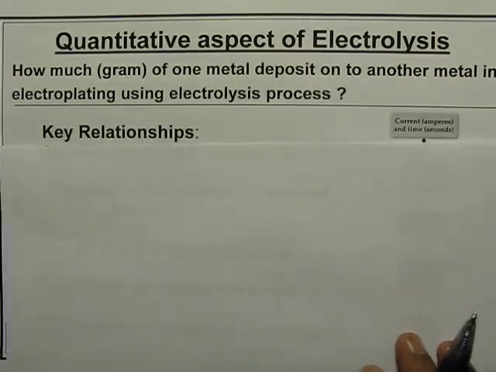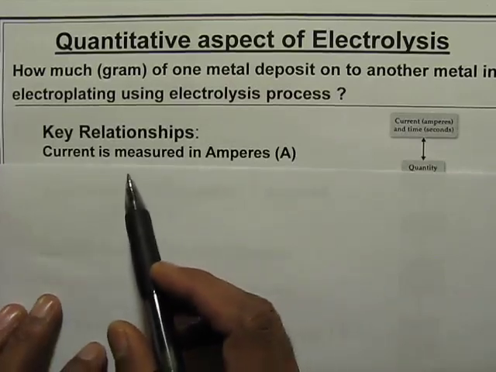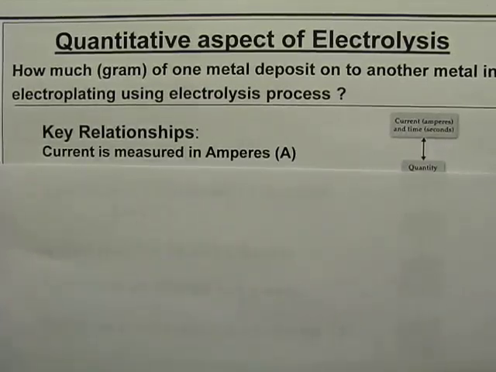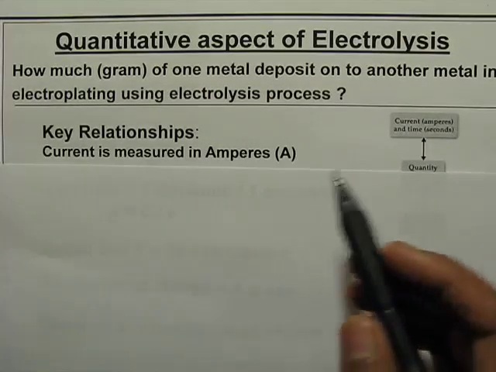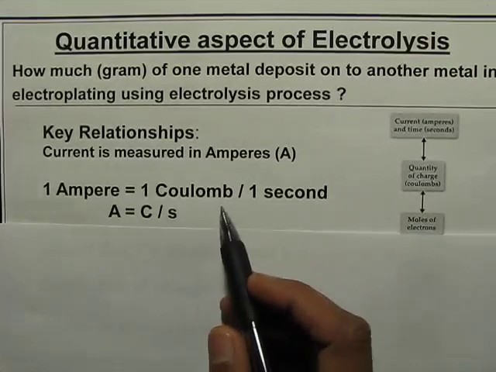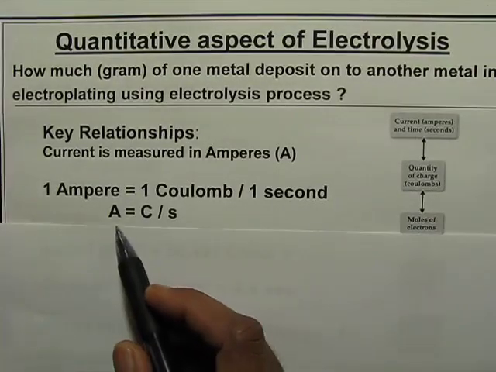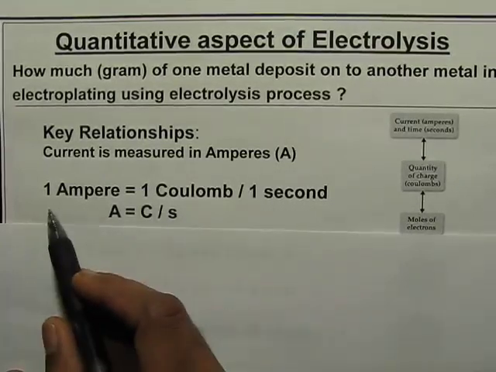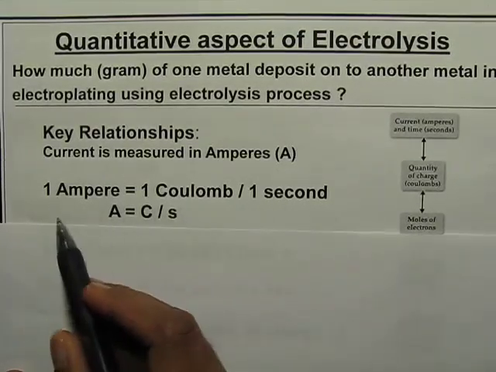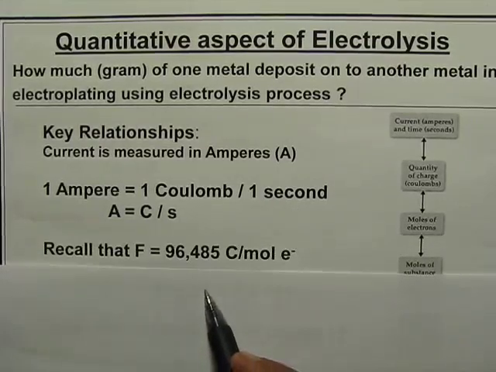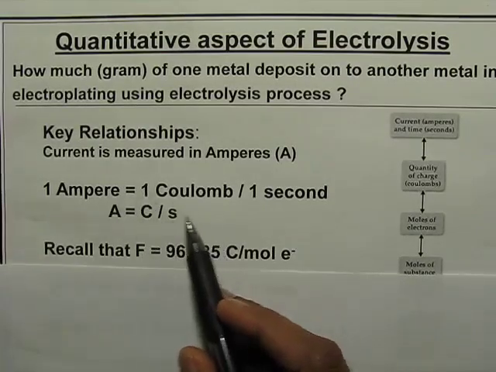Basically we have to use some key relationships. There is the current measured in ampere, because in electroplating we apply current. 1 ampere is equal to 1 coulomb per second, so we can write A is equal to C upon S. So 1 ampere means 1 coulomb per second, 2 ampere current means 2 coulombs per second, and 10 ampere means 10 coulombs per second.